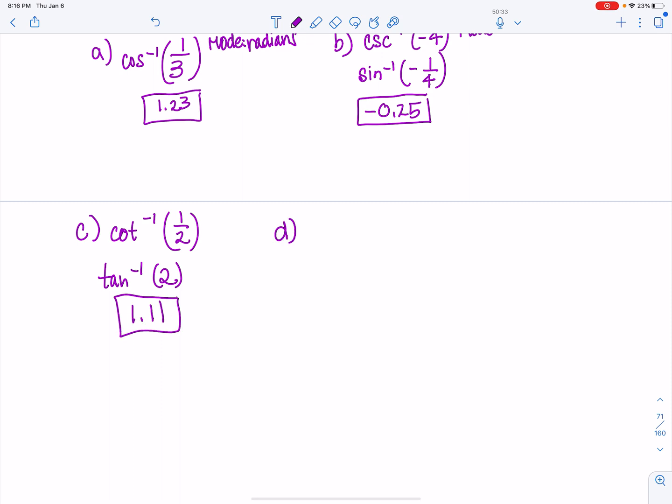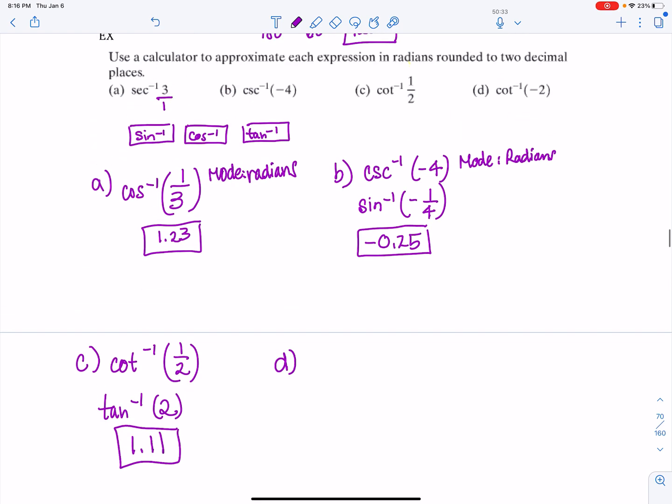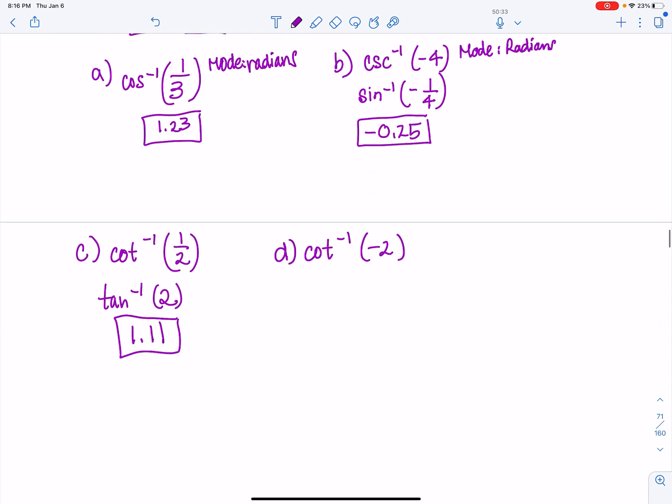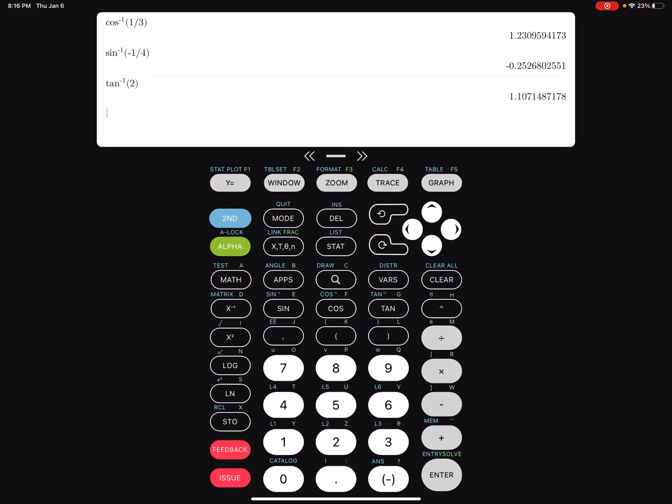And finally, for part D, we're asked to find inverse cotangent again, but of -2. So once again, I'm going to use the reciprocal function tangent, and I'm going to flip over -2 over 1 to get -1 over 2. I'm going to plug this in. And I get -0.46.